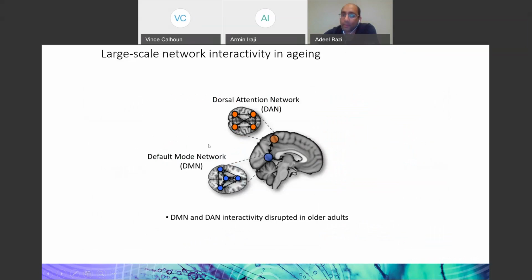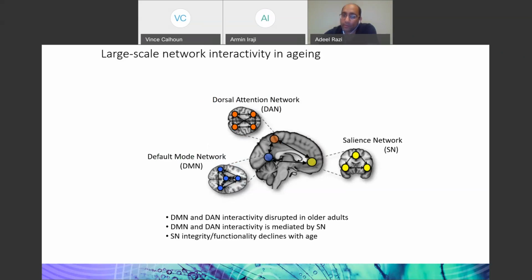We used three canonical networks: the dorsal attention network, the default mode network, and the salience network. There is quite a lot of evidence that the interactivity between the DMN and DAN is disrupted in older adults. And DMN and DAN interactivity is mediated by the salience network, and the salience network's functionality itself declines with age. We wanted to see what happens with these networks when we try to tease apart the different contributions to the BOLD signal using DCM.